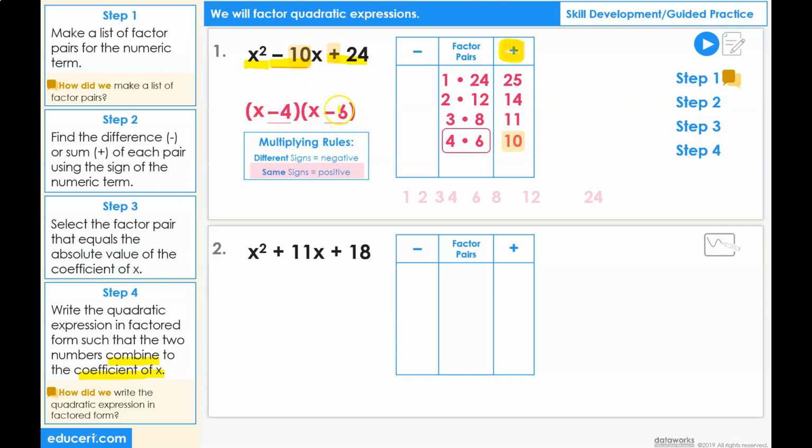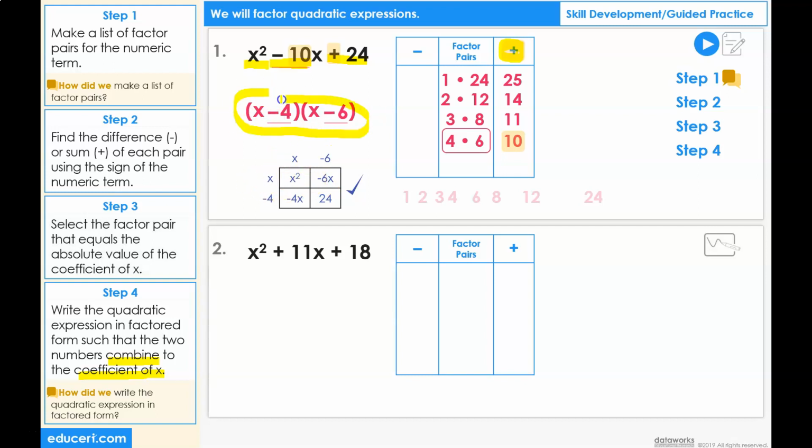Negative 4 combined with the negative 6 equals a negative 10. Also, negative 4 times negative 6, same signs, positive, equals a positive 24. We have found our binomial factors. To confirm our answer, we can always do a box model multiplication of this binomial multiplication. Combine all the terms back together, we would get x squared, negative 6x minus 4x equals negative 10x, and a positive 24. So our answer is correct.